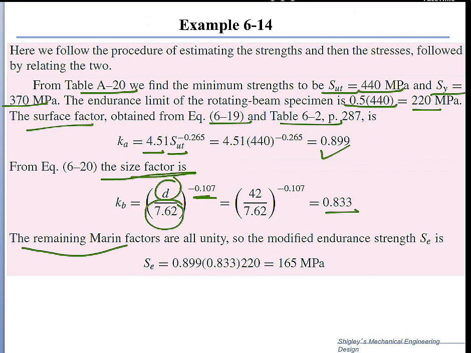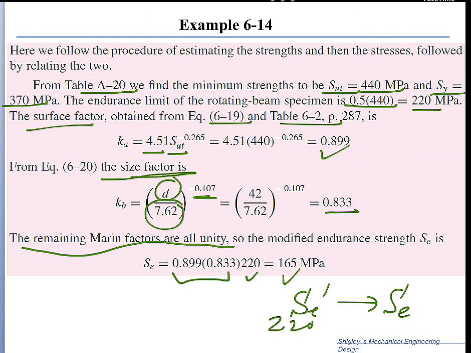All of the remaining Marin factors, we're going to take as unity because we don't have any additional information, and therefore we have only 2 of the Marin factors times 220. Then the fatigue strength went down from Se prime to Se, and Se prime was half of the yield, which is 220. Now Se is 165.